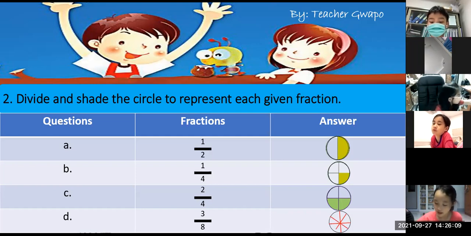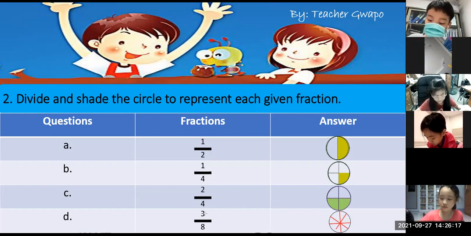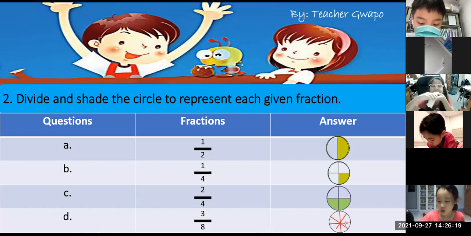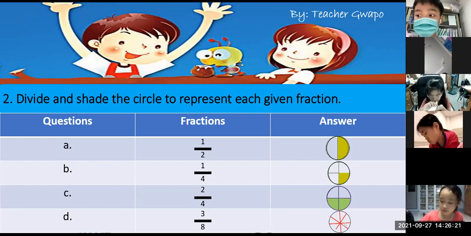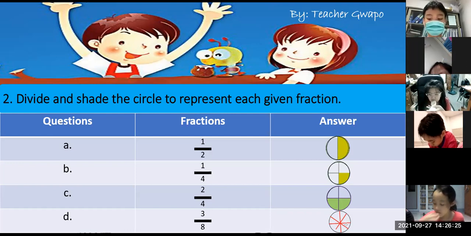Now 8 parts already, right? That is 8 parts. 1, 2, 3, 4, 5, 6, 7, 8. And then color 3 parts. Color the 3 parts here. I think it is finished already. Okay, I will erase this one.